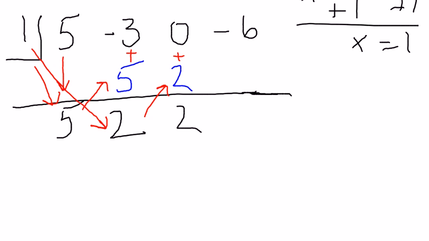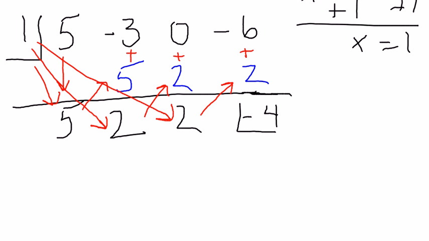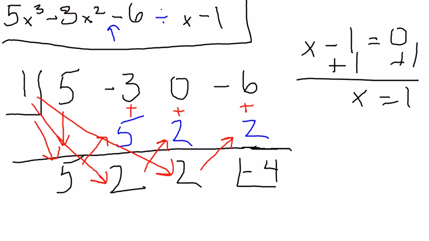And then for your last part, you would take 1 times 2 again, and that's positive 2, then add, or bring up the 2 here, and then your remainder will be -4. So that's your remainder.